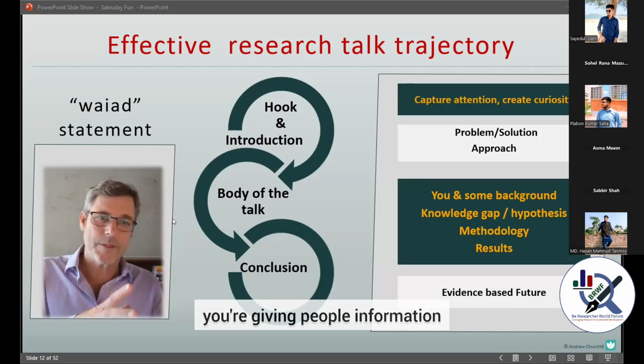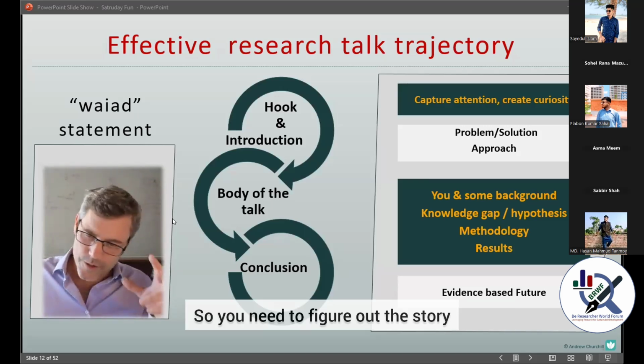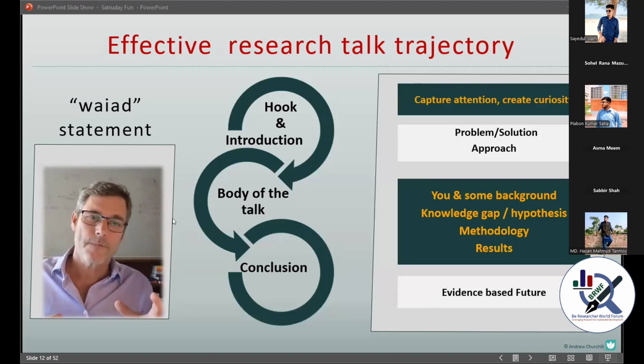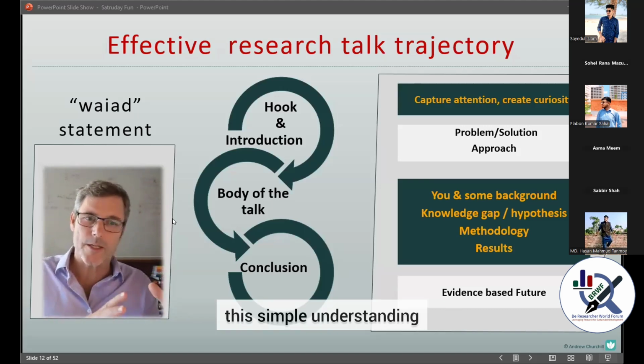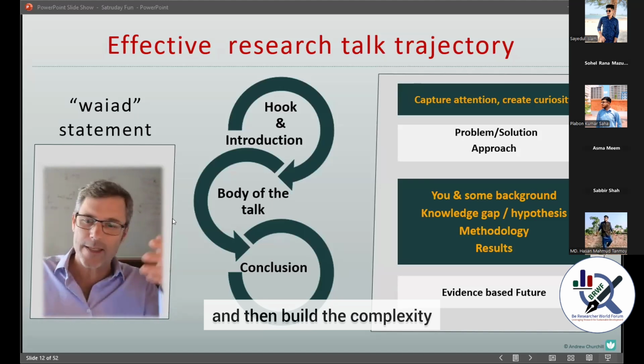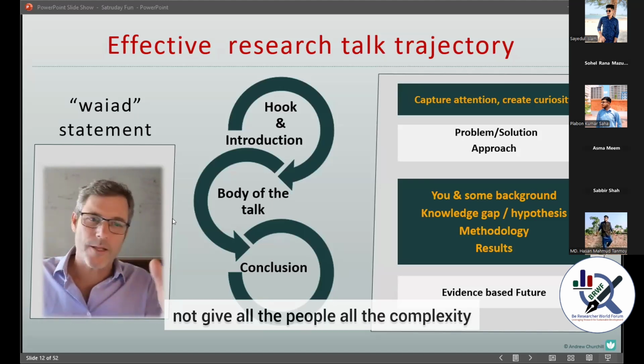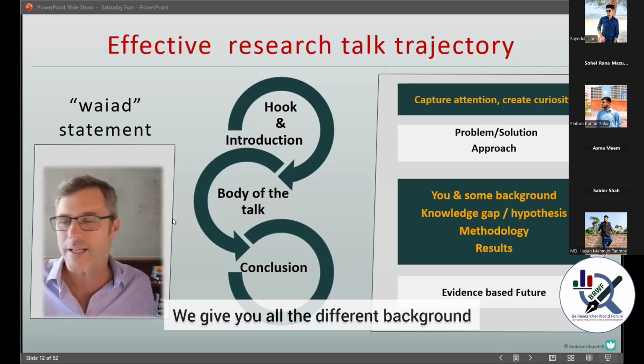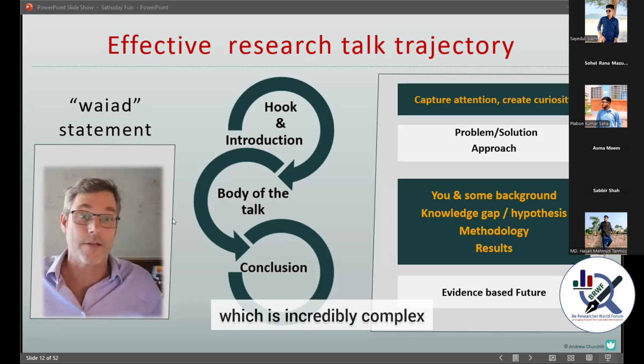In a presentation, you're giving people information. So you need to figure out the story. You need to figure out this simple understanding and then build the complexity. Not give all the people all the complexity and then try and explain it to them, which is what most people do. We give you all the different background, which is incredibly complex.